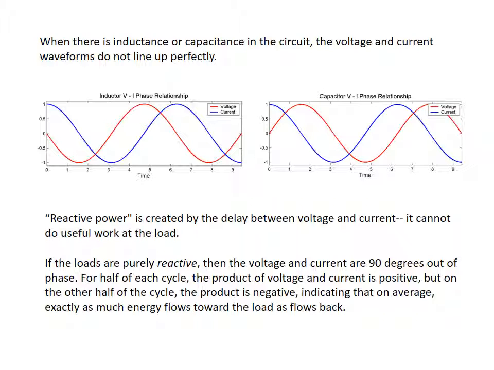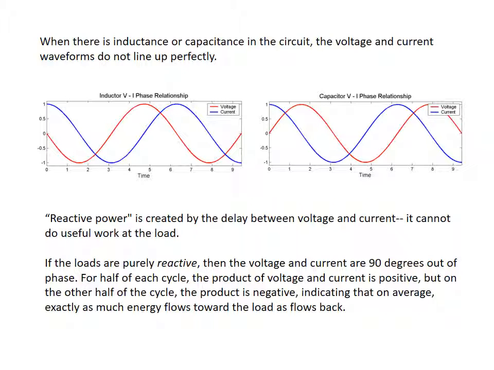Now, when there are other devices that are associated with some level of inductance or capacitance, then what happens is the voltage and the current, their waveforms don't line up perfectly. And so when you multiply them, you can get negative numbers. So reactive power is created by some delay between the voltage and the current. And reactive power is created along with real power, except reactive power cannot do useful work.